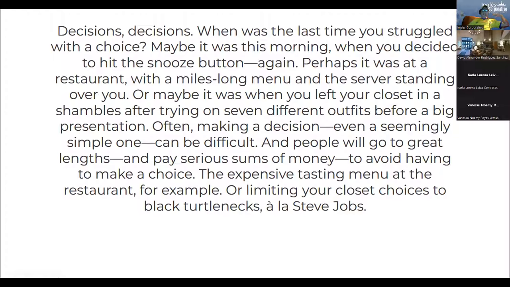The expensive tasting menu at the restaurant, for example, or limiting your closet choices to black turtlenecks a la Steve Jobs.